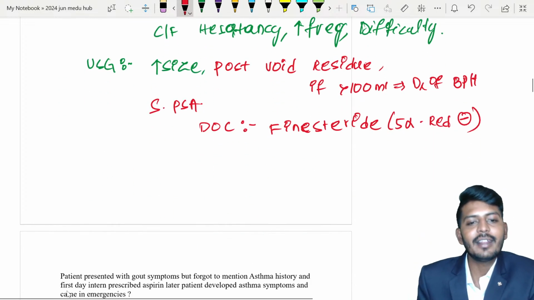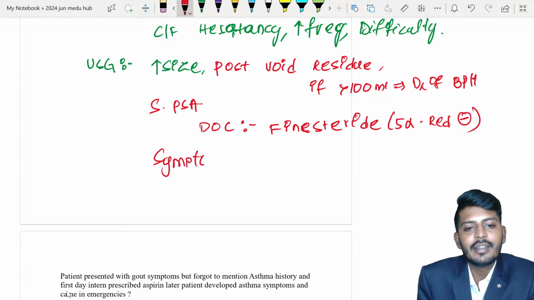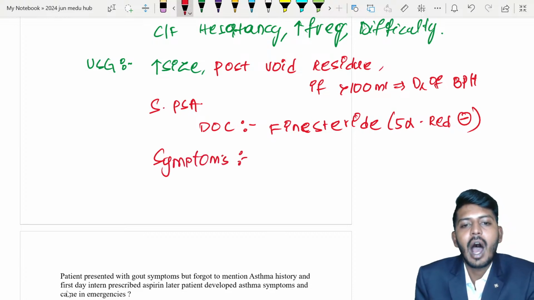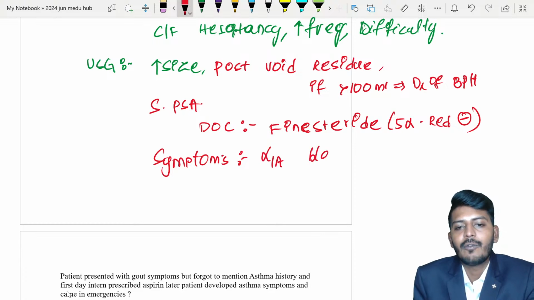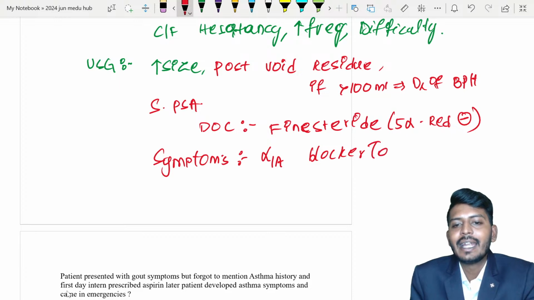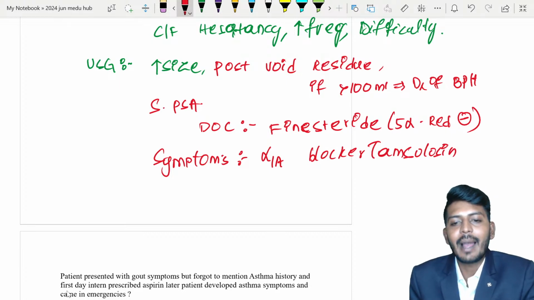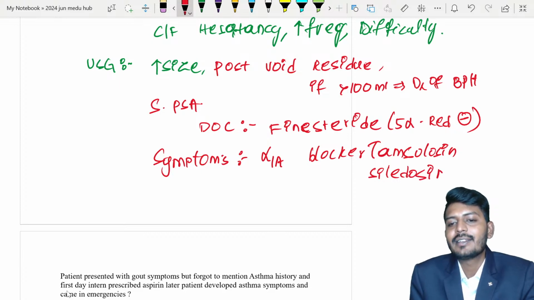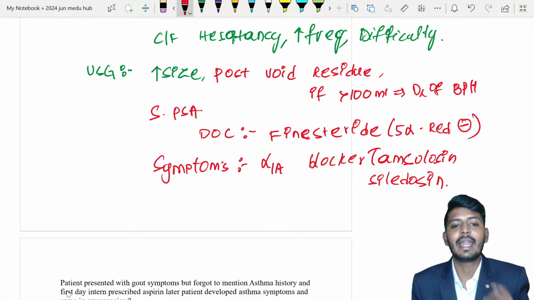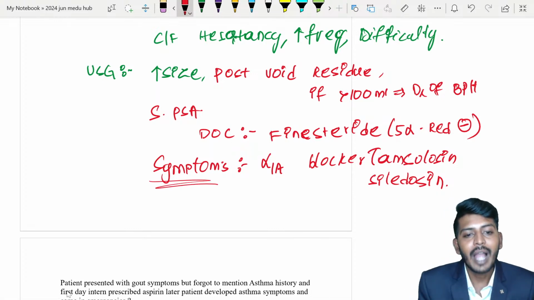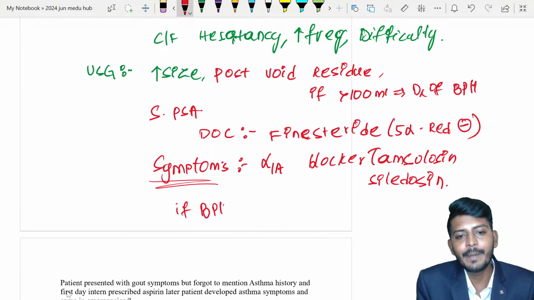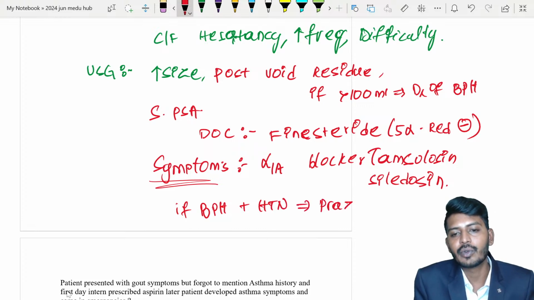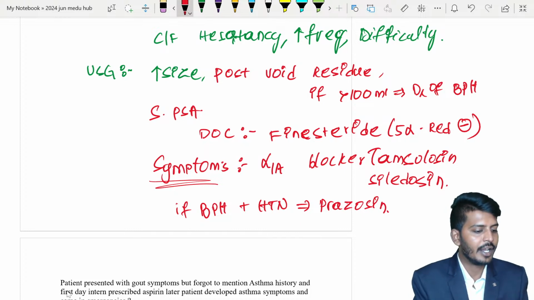And one more thing, for the symptoms, the drug of choice is an alpha 1A blocker called tamsulosin. What is the name of the drug? Tamsulosin. If tamsulosin is not available, then we also use silodosin. Both are alpha 1A blockers used for treatment of only symptoms. If BPH plus hypertension is there, then we use drugs such as prazosin or terazosin.